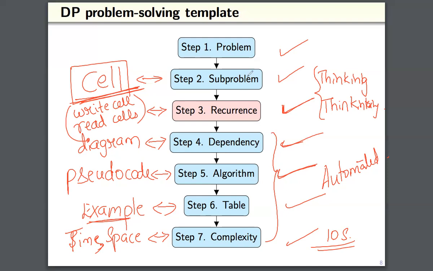So that's why I said, if you have these two, which require a lot of thinking and genius, the next 4, including the pseudocode and complexity, can be automated, right? It is trivial. Okay.